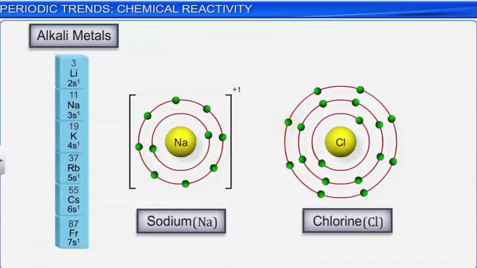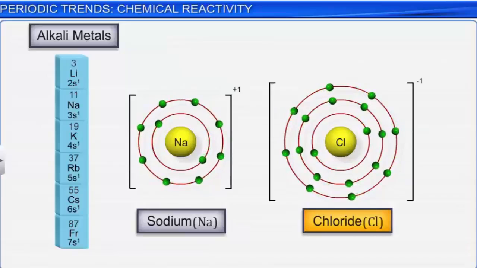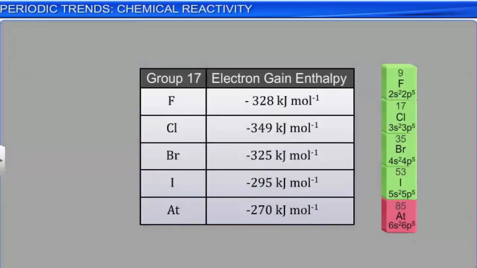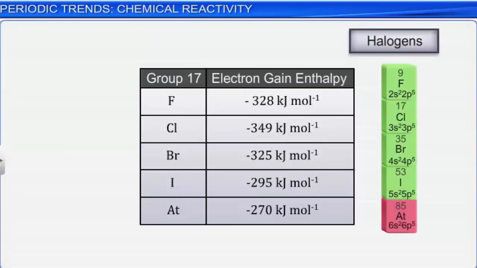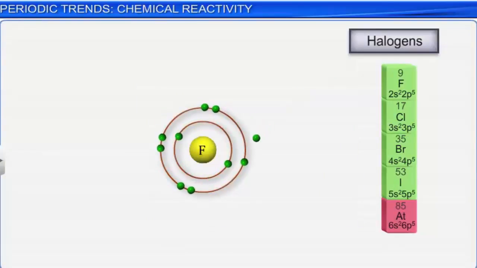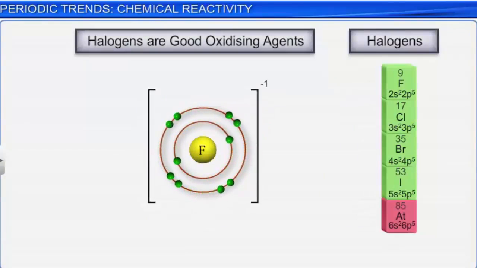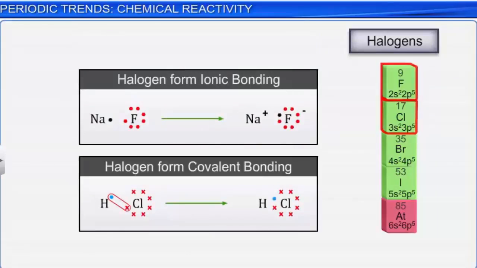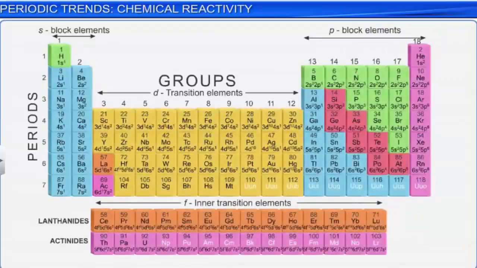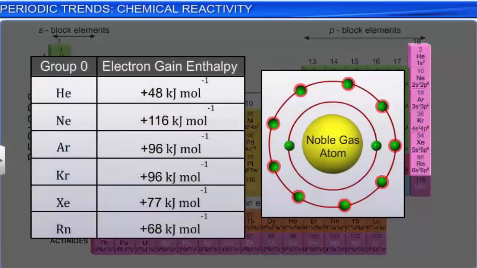The most negative electron gain enthalpy being attributed to halogens indicates that halogens behave as good oxidizing agents and exhibit high chemical reactivity. This is in contrast to the noble gases that have completely filled outer electronic shells and thus exhibit a positive electron gain enthalpy and the least reactivity. Chemical reactivity is the highest for both alkali metals and halogens.